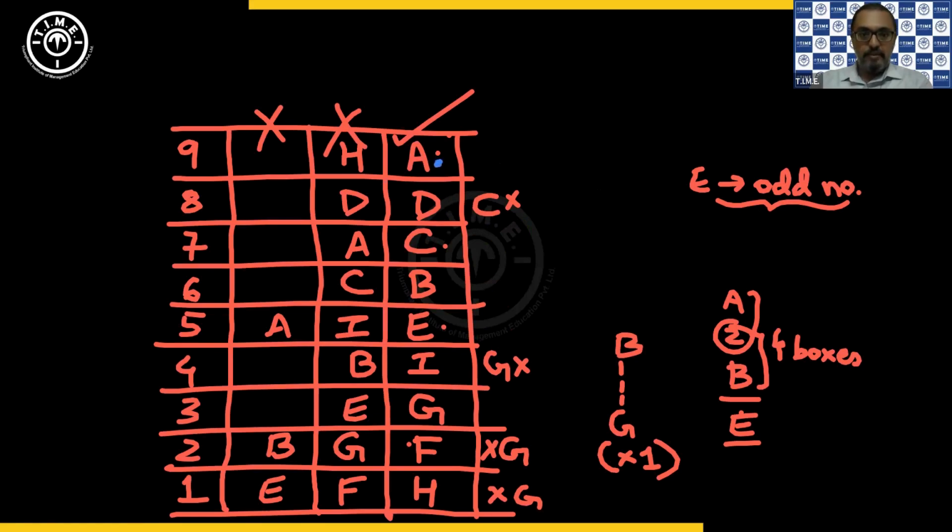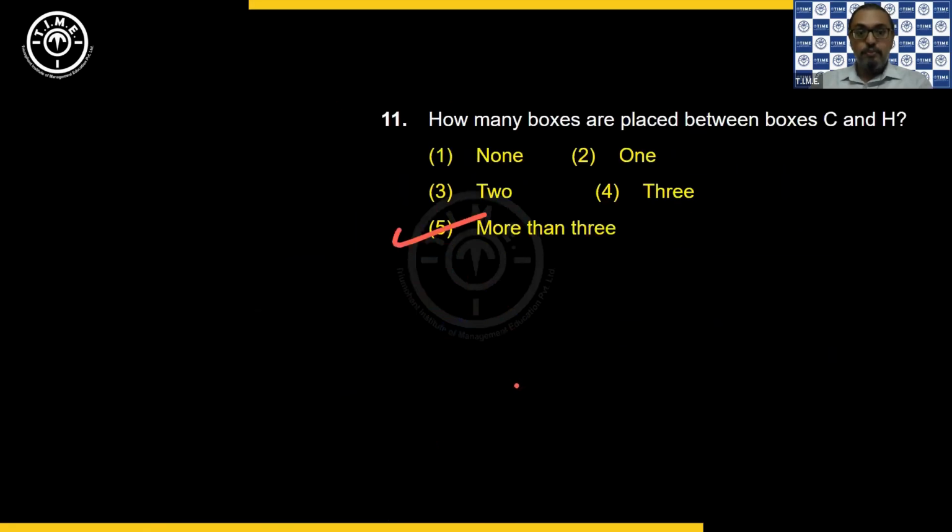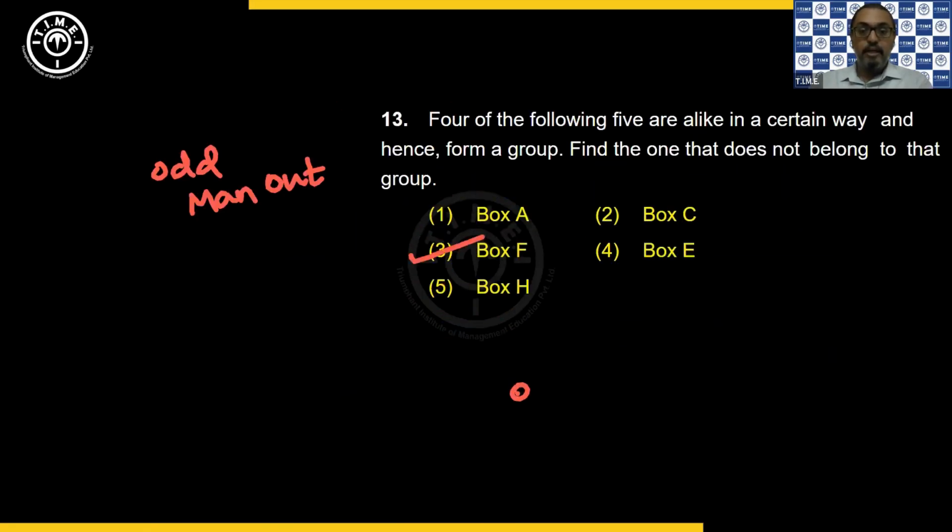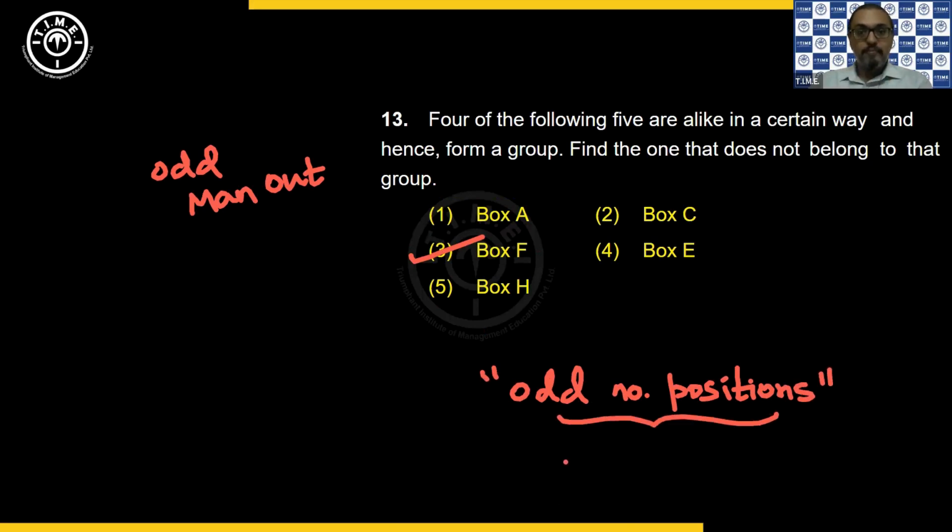So A is here, C is here, F, E, and H. Now if you look at the positions, H is box 1, F is box 2, E is a 5, C is a 7, A is 9. So I can say F is going to be our answer because except for F, remaining all are in odd positions. Correct? So except F, remaining are odd number positions. That is the common pattern we have.